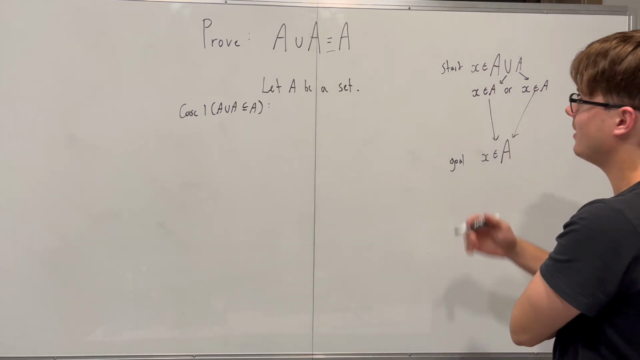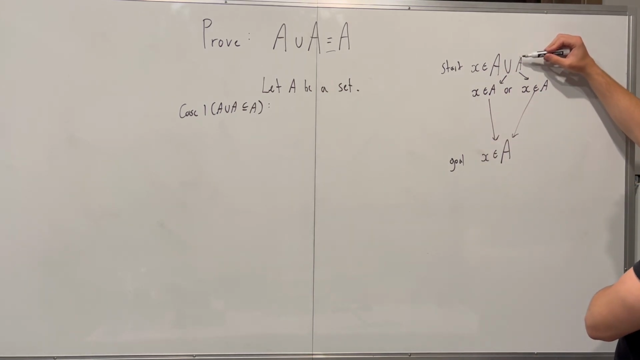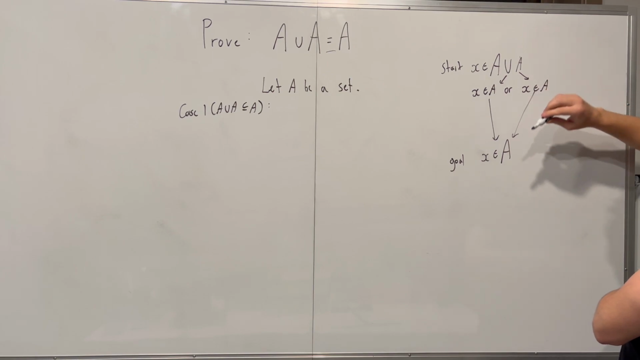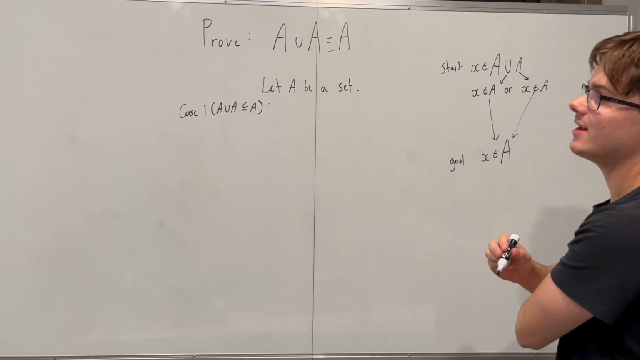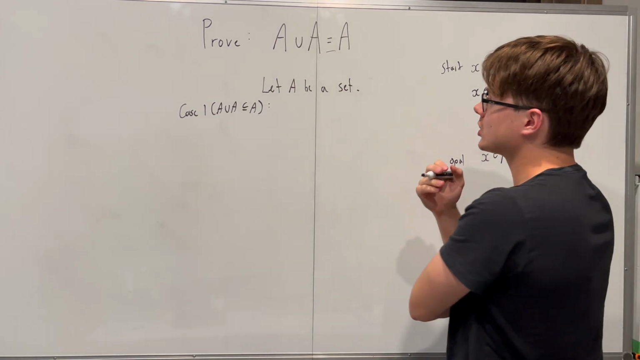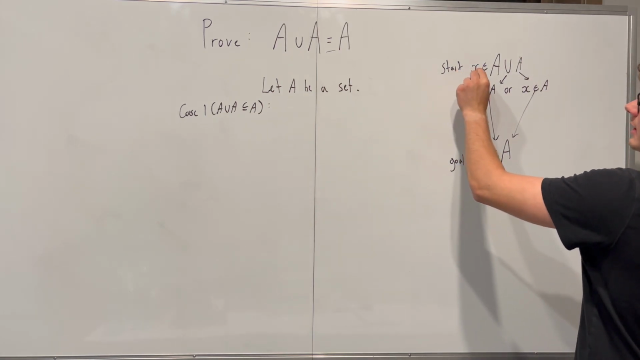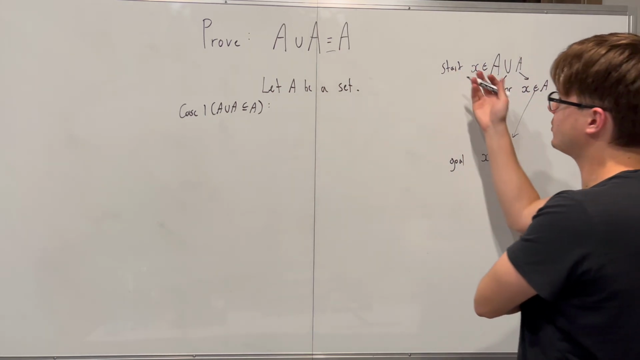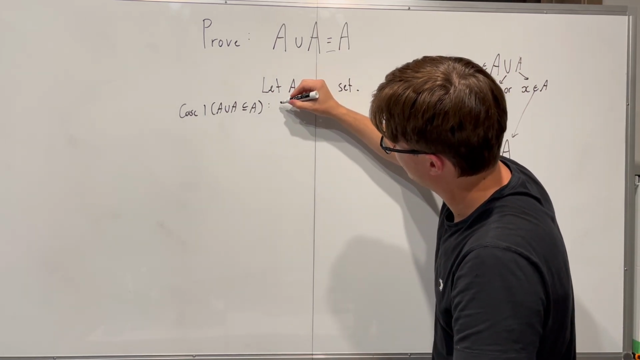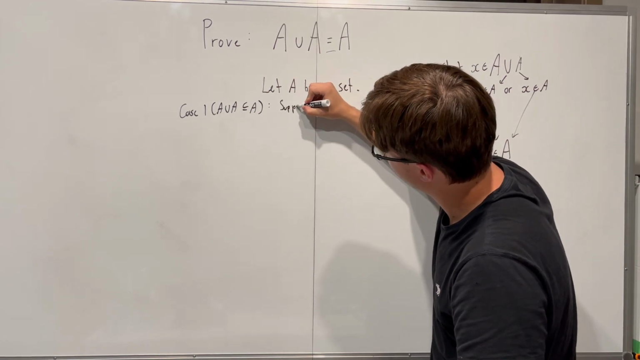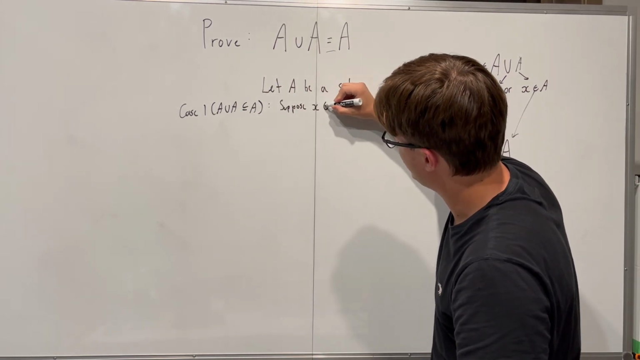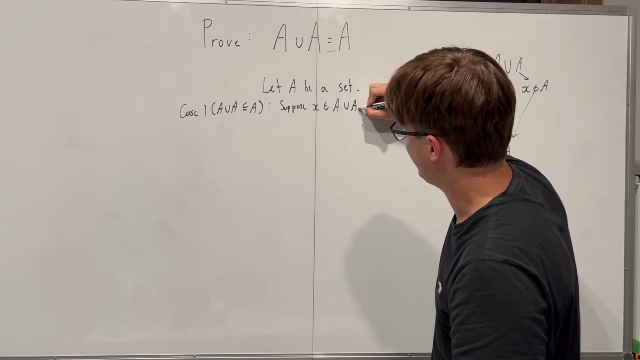We've shown that it is in fact true that anything here is going to be in here, so that makes this a subset of that. So let's go ahead and write that down in our actual math proof. So what are we going to say? First, let's introduce an arbitrary element. Let's use our X here. So we're going to say, suppose X is an element of A union A.